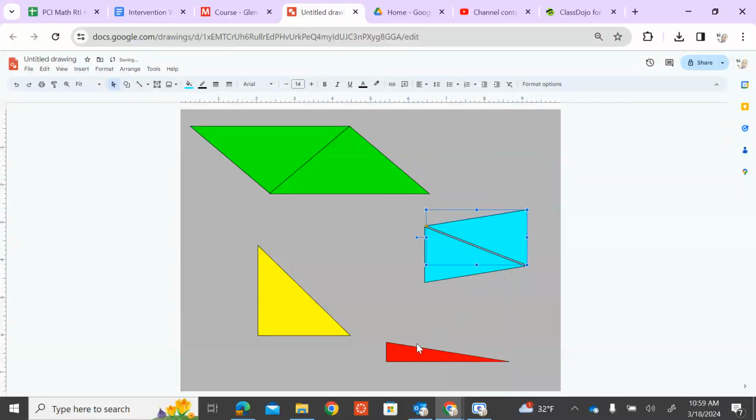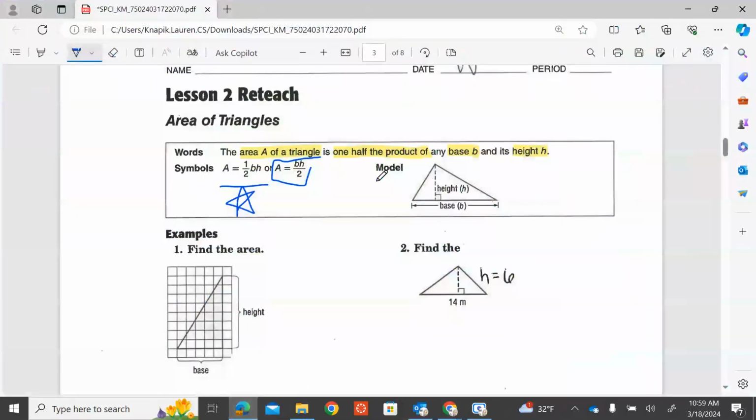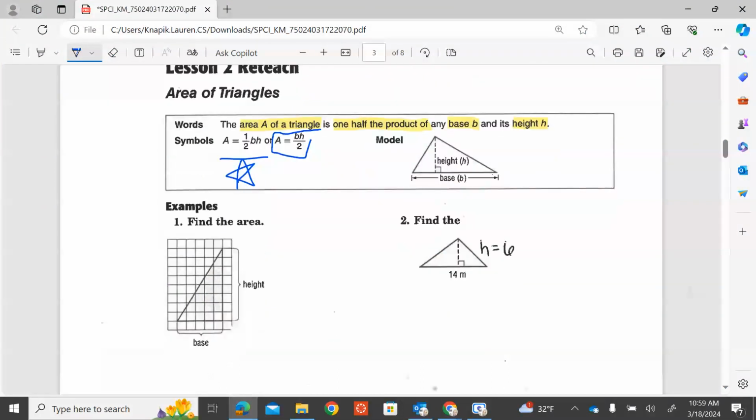Sometimes you'll have wonky looking triangles and you think that can't be true. Every single triangle there is, you can double it, change the orientation, and combine it to make a rectangle, a square, or a parallelogram. So our area of our triangle is 1/2 the base times the height. Let's do some examples.